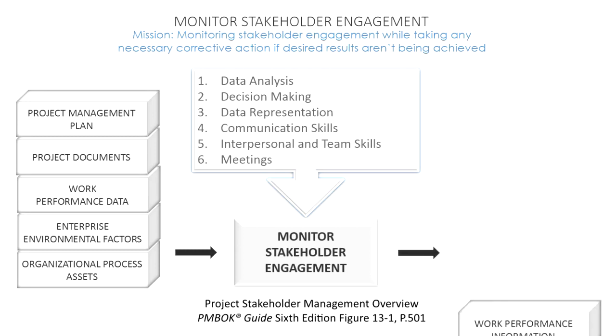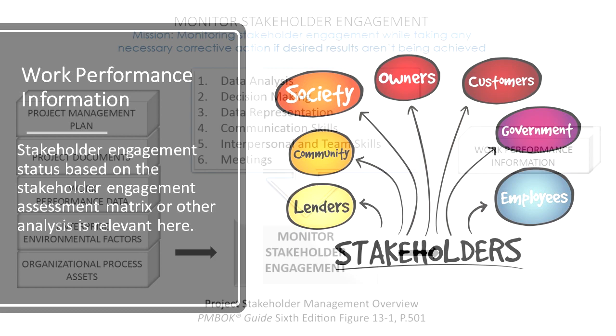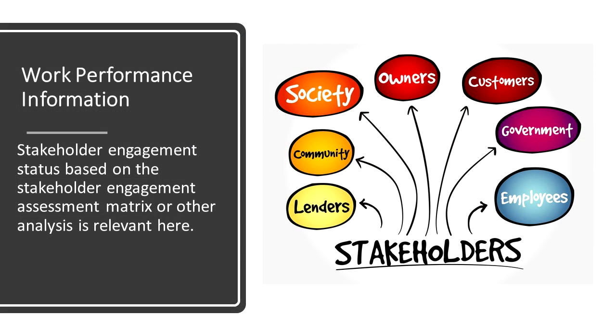Let's take a look at our outputs. First output is work performance information. Needs no introduction, right? You see it as an output of all of those monitoring and controlling processes outside of integration. What you expect to see as WPI here are things such as the current level of project support or stakeholder engagement compared to the desired level of project support or engagement. We could use the stakeholder engagement assessment matrix or the stakeholder cube.